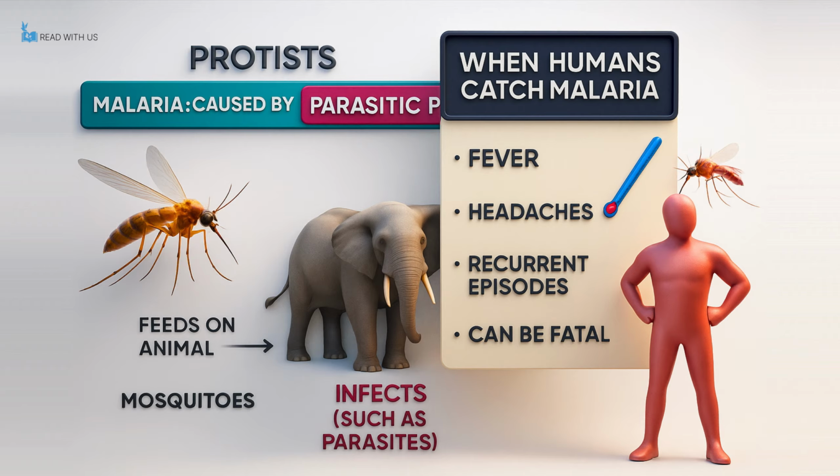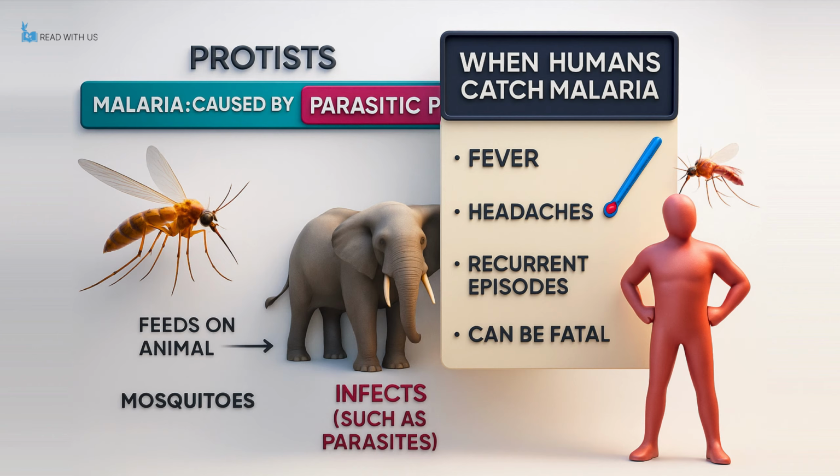Here's how the process works. When a mosquito bites and feeds on the blood of an animal that is already infected with malaria, it can suck up some of the parasites from the blood. Then, when that mosquito later bites another healthy animal or a person, the parasites are transferred into the new host's bloodstream. This is how the infection spreads from one individual to another.